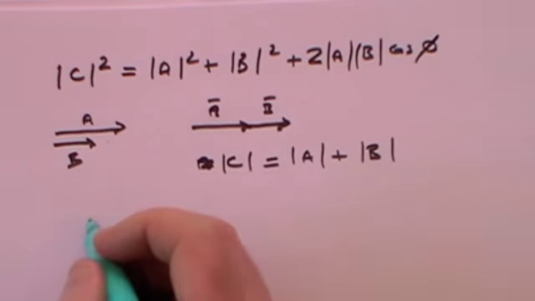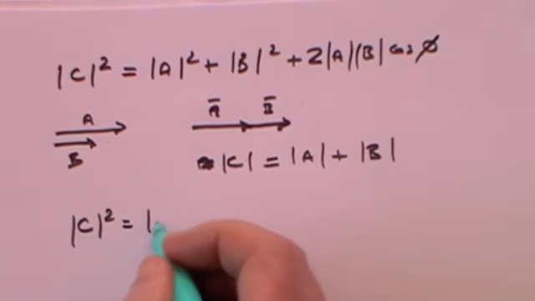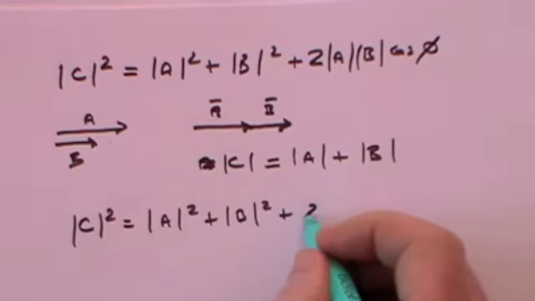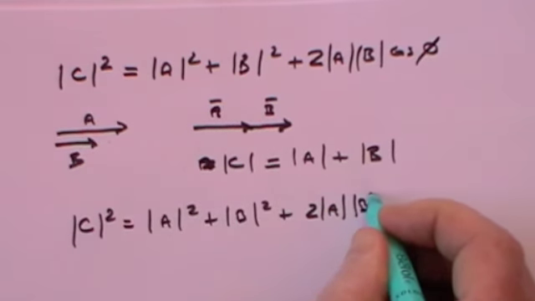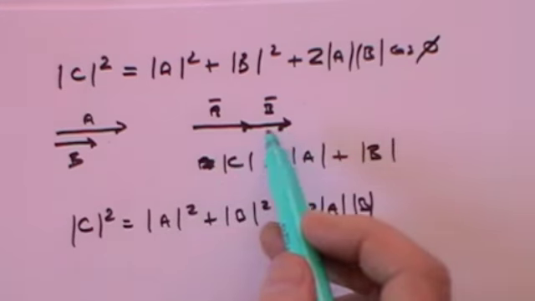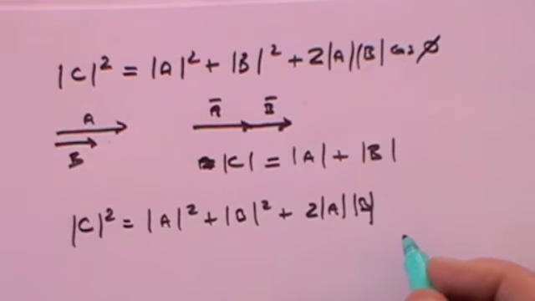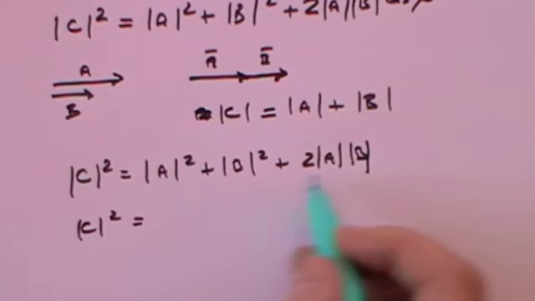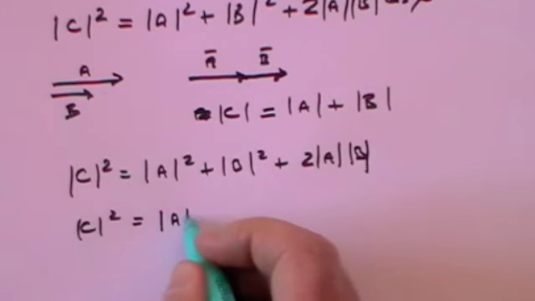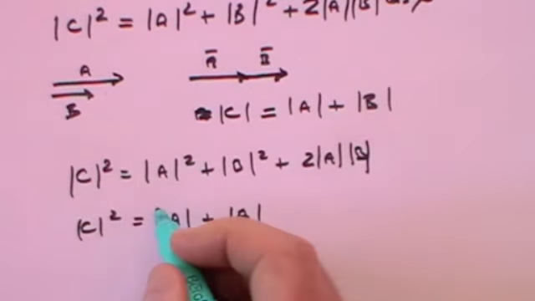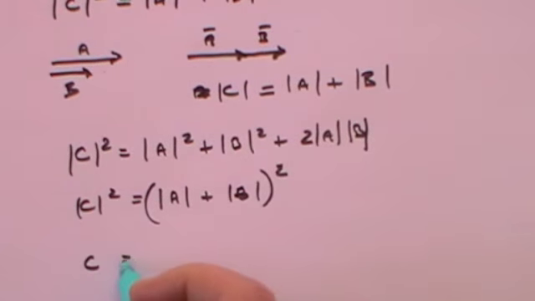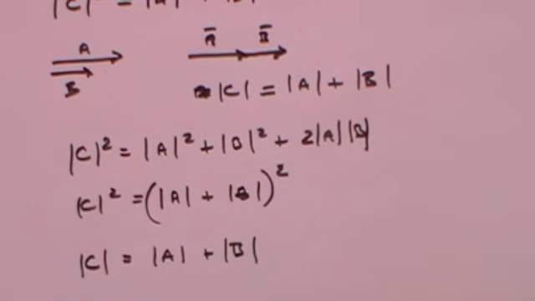Well, if you take this formula, you would say that the modulus of c squared is the modulus of a squared plus the modulus of b squared plus 2ab times the cosine of the angle between them. Well, the angle between them is 0. Cosine of 0 is 1. And this means that c squared reduces to a plus b all squared. If you take the square root of each side, you get the modulus of c is equal to the modulus of a plus the modulus of b.